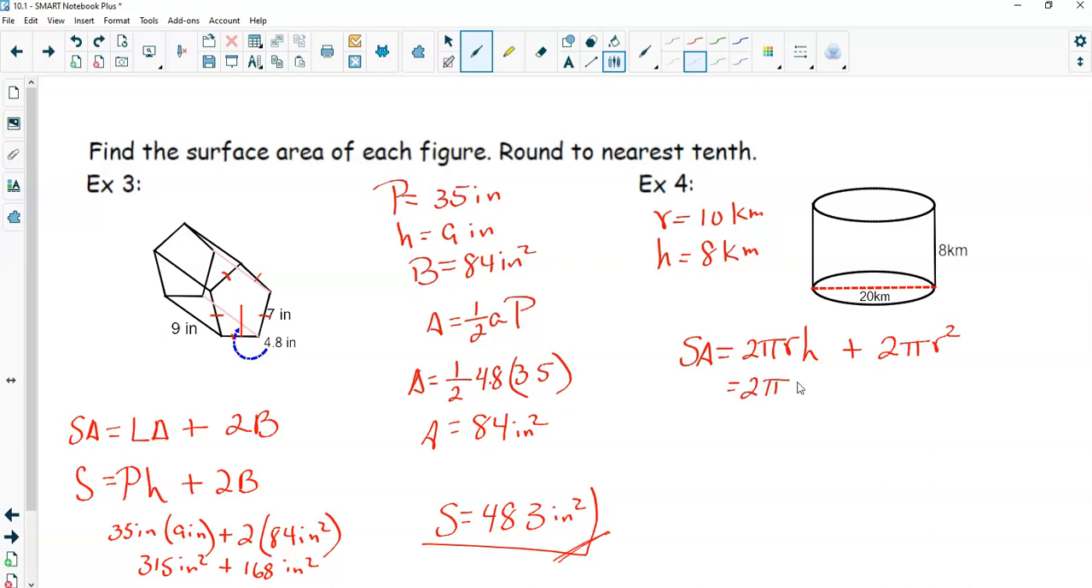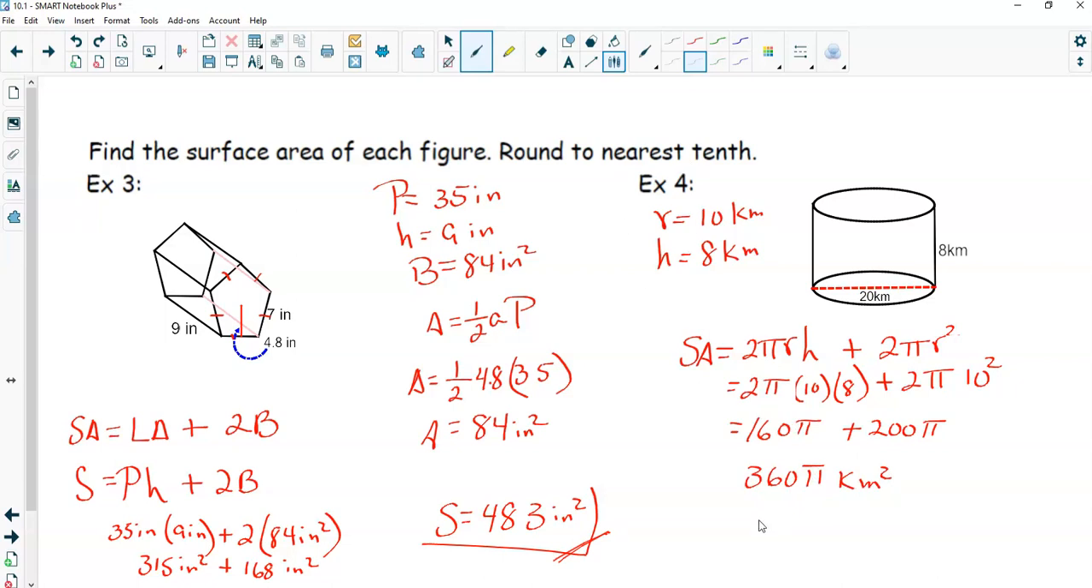2 pi, the radius is 10, the height is 8, plus 2 pi 10 squared. There we are. So 10 times 8, that's 80. 80 times 2, that's 160. So that's 160 pi. And this is 2 times 10 squared is 100, and 2 times 100, that's 200 pi. And then I just add that up. That's 360 pi square kilometers.